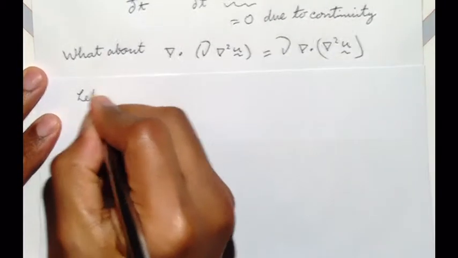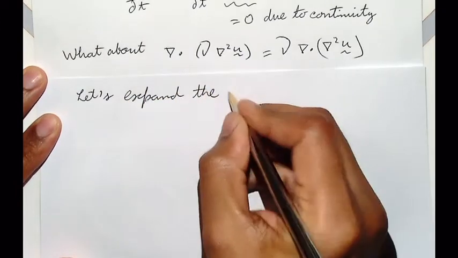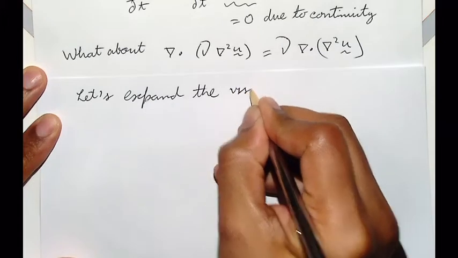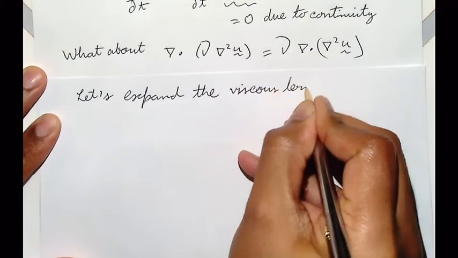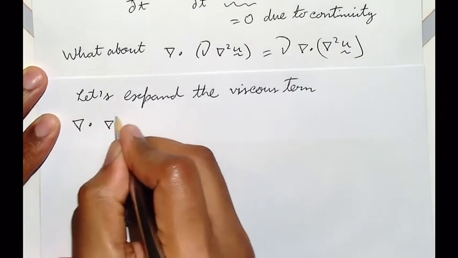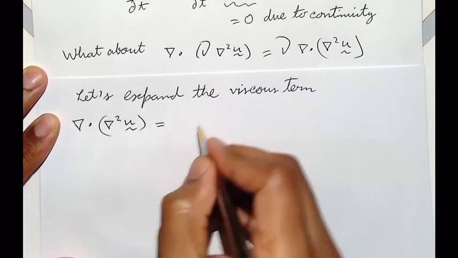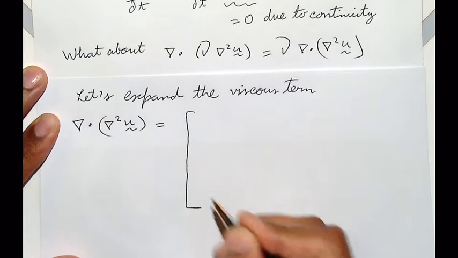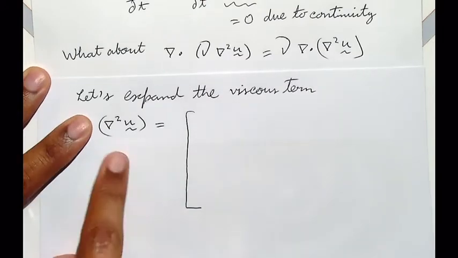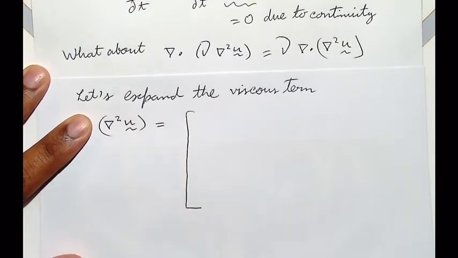So let's expand the viscous term. Okay, so we want to know what this term is. Do you remember what nabla squared u is actually? If I just want to write this nabla squared u, is it a scalar or a vector? Scalar. Why is it scalar?